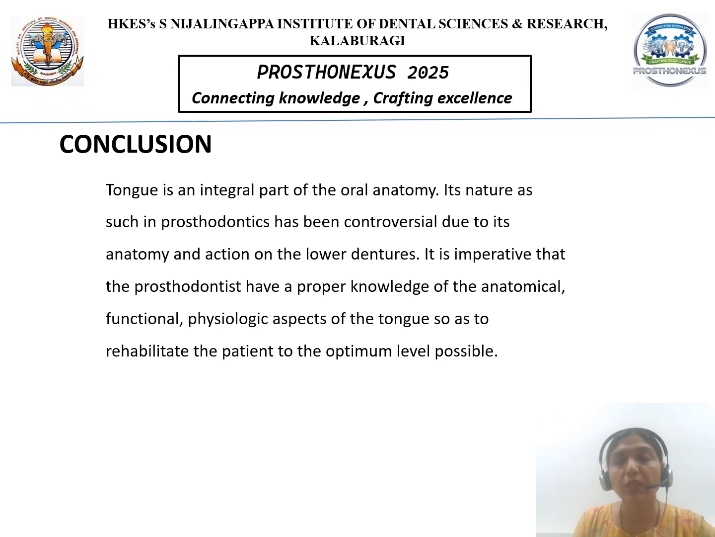As I already told, the ultimate goal should be to improve the quality of life of the patient. There should be a good prosthesis such that the patient's speech, chewing capacity, and aesthetics are better. We can also follow good techniques and do better work if we know the anatomy, physiology, and the overall functions of the tongue. It's very important to know about this particular organ so that we can plan a better prosthodontic treatment.